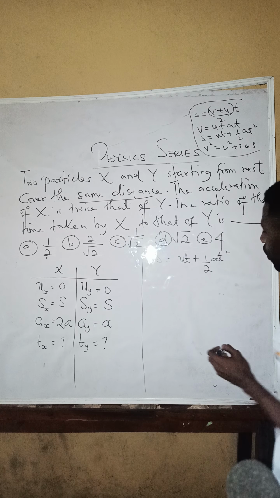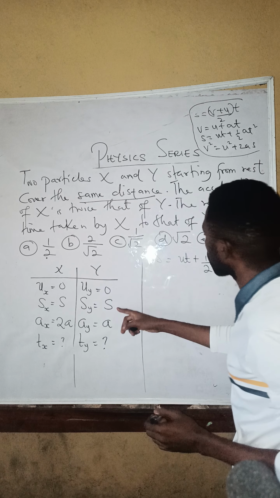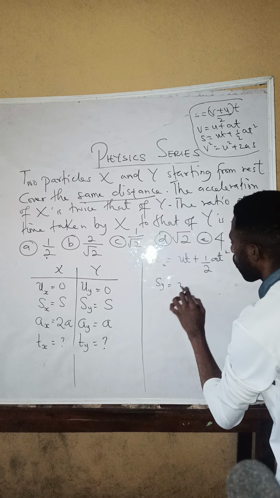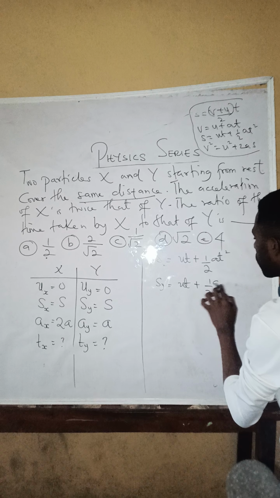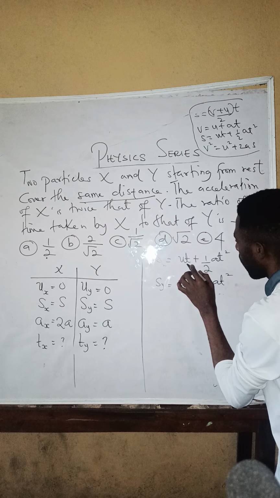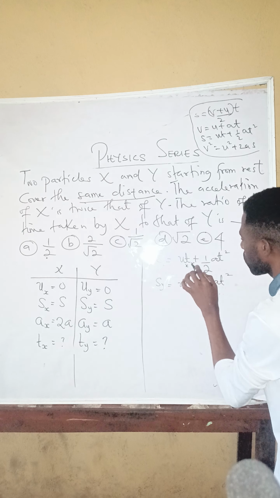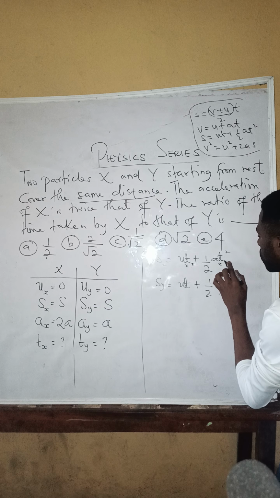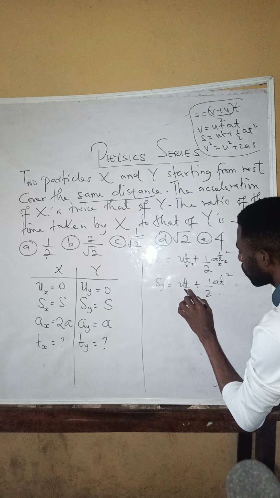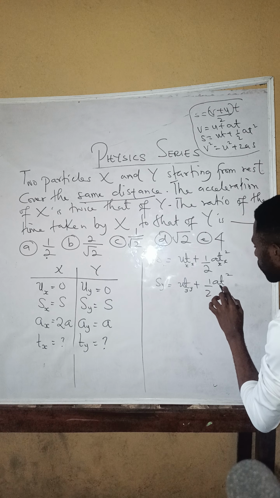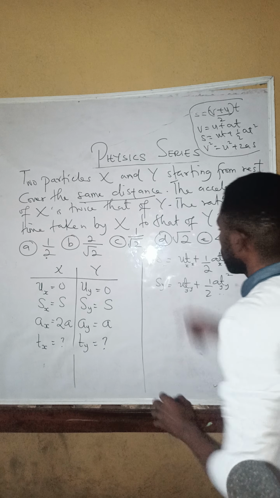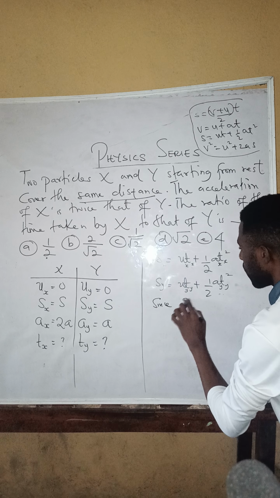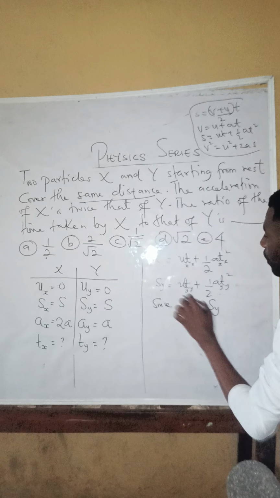Since the distance is the same, this is the distance for X and this is the distance for Y. For X, I'm going to have UX, TX, so that we know this is for X. Then AX, TX, subscript X. For Y, we have UY, TY, AY, TY squared. Since the distance of X is the same as Y, Sx equals Sy, we're going to equate these two.